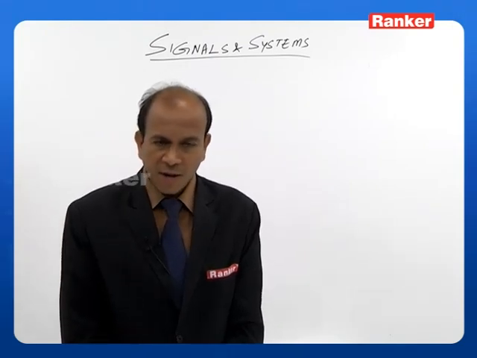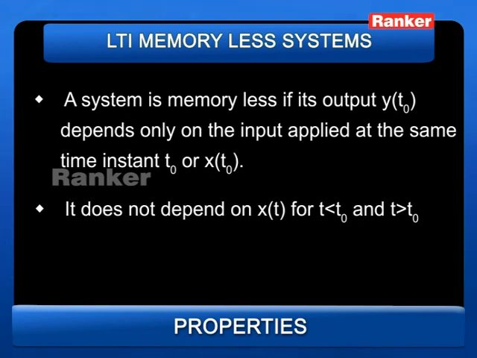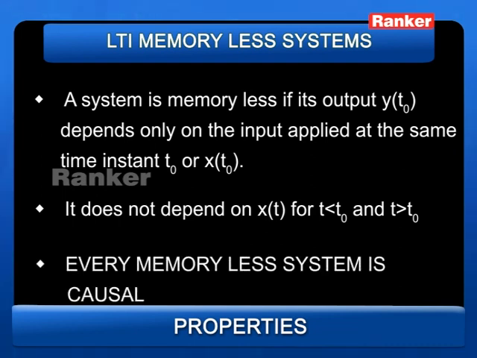Let us see the definition here. A system is memoryless if its output y of t naught depends only on the input applied at the same instant t naught, or x of t naught, and significantly it does not depend on x of t for t less than t naught and t greater than t naught. That means every memoryless system is causal.